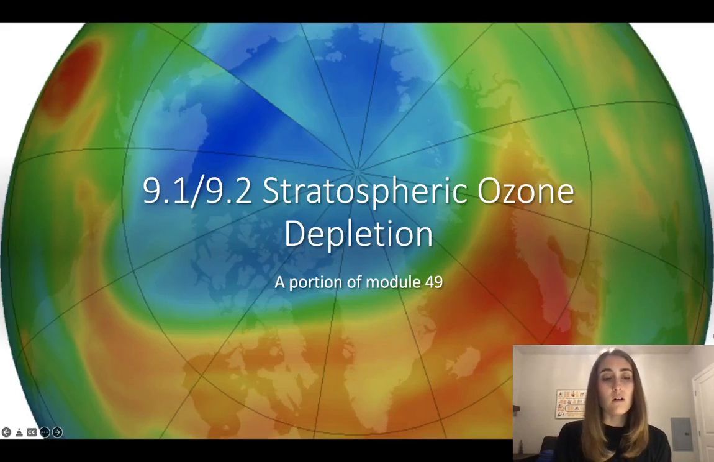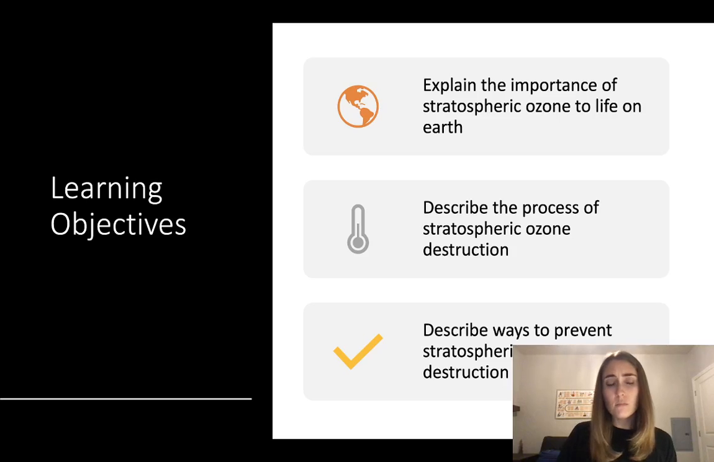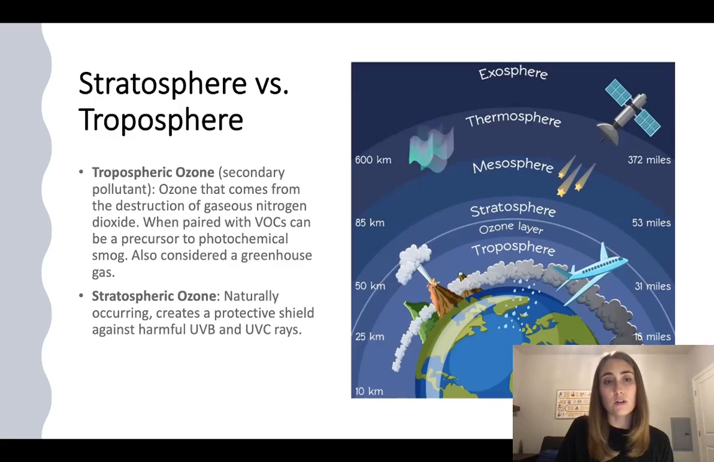Hi, welcome back. We are starting Unit 9, and this is going to be a combination of 9.1, 9.2, stratospheric ozone, and stratospheric ozone depletion. Our learning objectives for today are to explain the importance of stratospheric ozone to life on Earth, to describe the process of stratospheric ozone destruction, and to describe ways to prevent stratospheric ozone destruction.